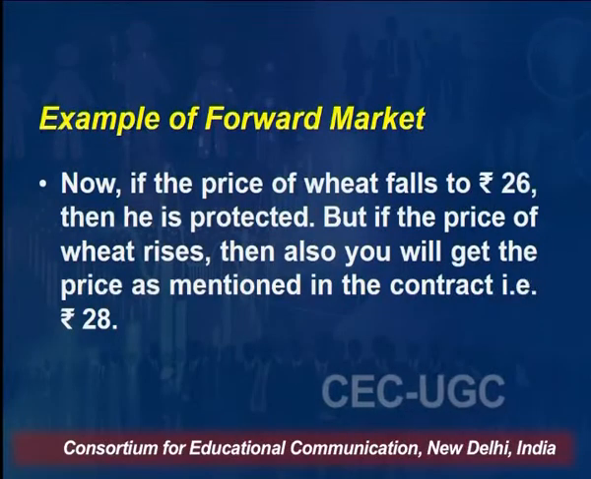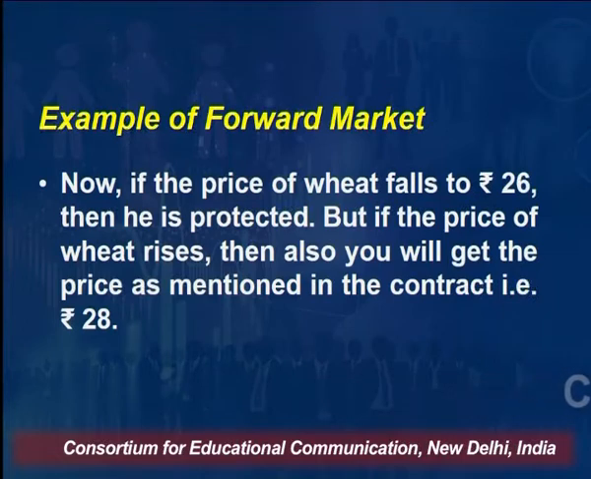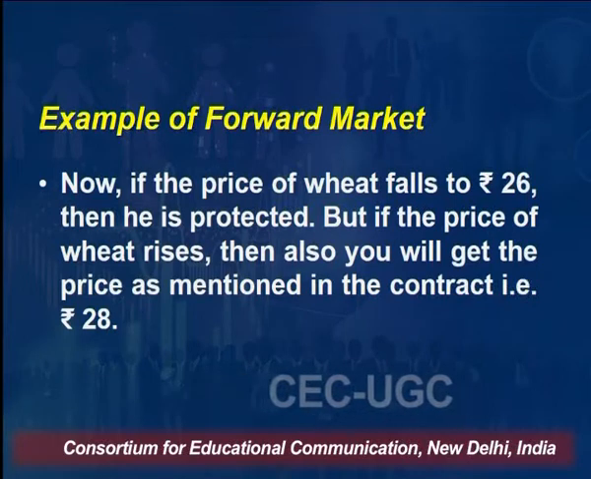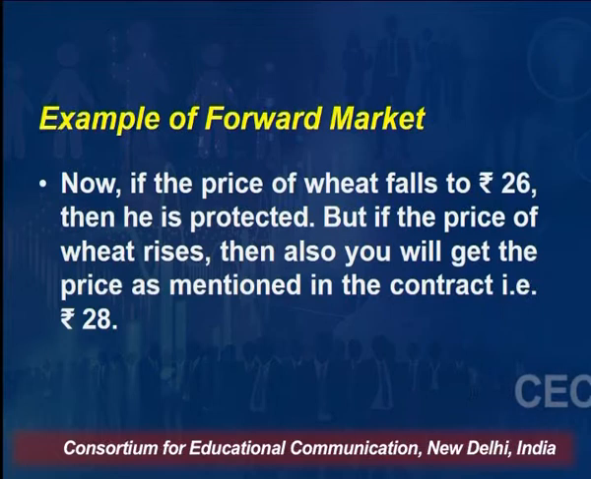Now, if the price of wheat falls from 28 to 26 rupees at the time of expiry of the contract, then the farmer is protected, because the farmer will get the price at the rate of 28 for 5000 kg. The trader cannot say that the current price is 26 rupees, so I will pay only 26, because the derivative contract has already taken place in the forward market and the price is fixed at 28 rupees. So the trader will have to pay 28 rupees for 5000 kg of wheat, right.